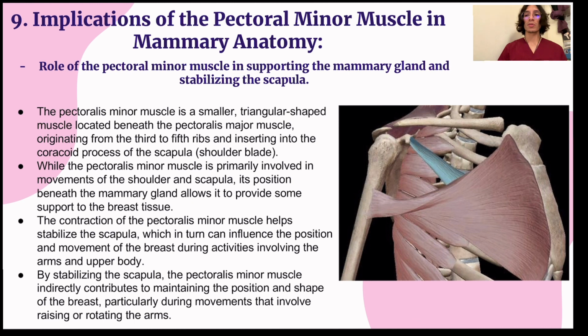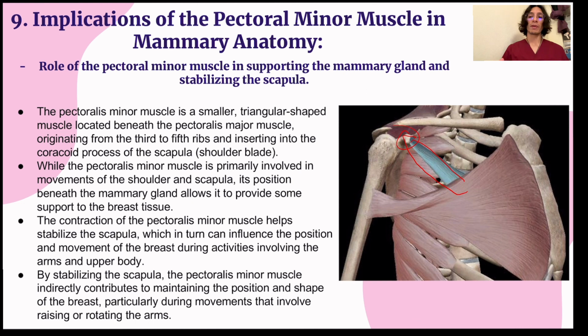The pectoralis minor muscle is a smaller, triangular shaped muscle located beneath the pectoralis major muscle, originating from the third to fifth ribs and inserting into the coracoid process of the scapula. Here. While the pectoralis minor muscle is primarily involved in movements of the shoulder and scapula, its position beneath the mammary gland allows it to provide some support to the breast tissue.